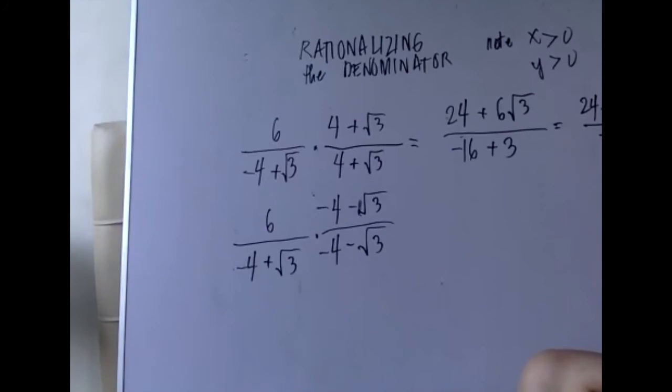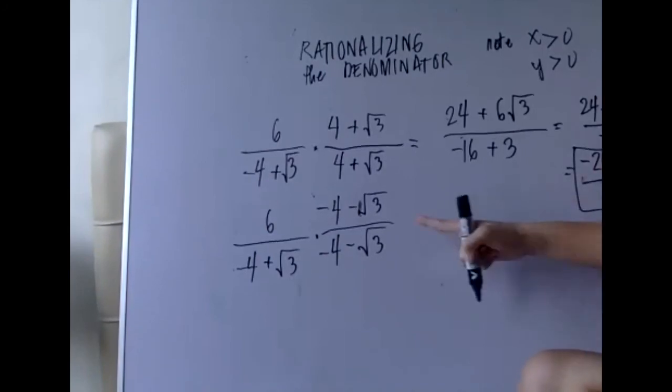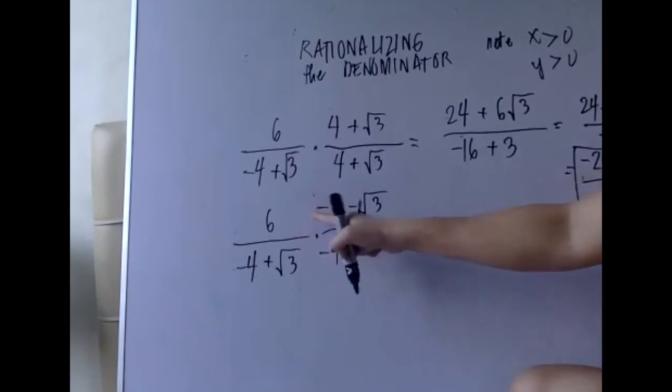So, para mawala yung negative sa baba, multiply by negative 1 over negative 1. Ang negative sa baba. Final answer is negative 24 minus 6 square root of 3 over 13. Okay? If you try this one, yun din yung makuha ang sagot.